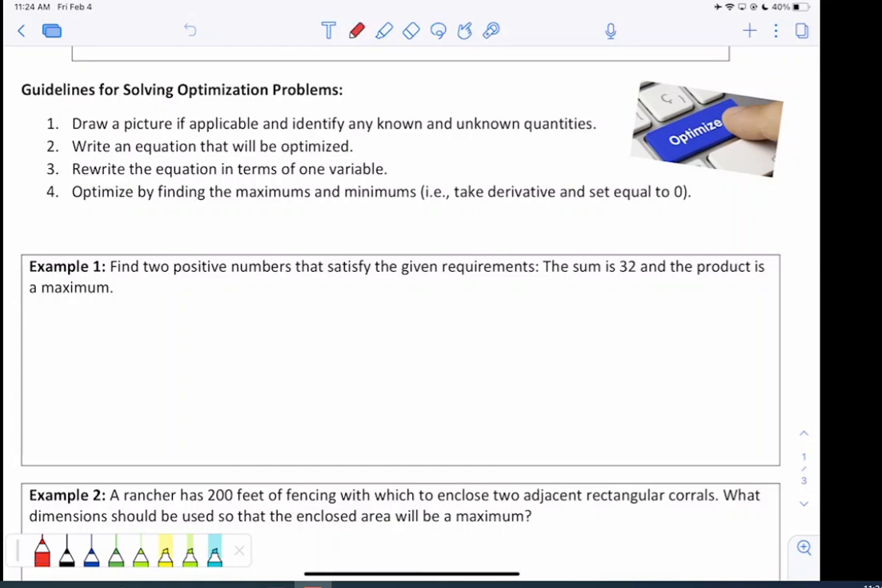Number 2 is we're going to write an equation that will be optimized. I have two different pieces of information here. So what is one equation that I could write using some of this information that I've been given? X plus y equals 32. Yeah, my sum means addition, so x plus y is equal to 32. And then I want to maximize my product. Product means to multiply, so then I have x times y equals my maximum. Okay, cool. So we've done step number 2. I've set everything up. I have my equation. This is what I'm trying to maximize or optimize.